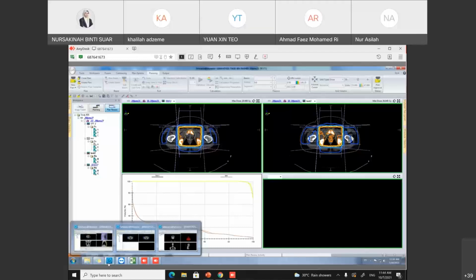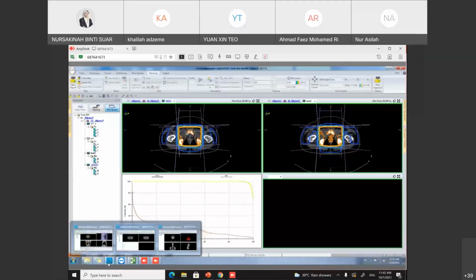What will happen if the EQD2 for tumor and OAR is the same, which means 40 gray? Does the tumor still get the effect, or how? Yes, the tumor will get the effect because those days we treat 2 gray per fraction.